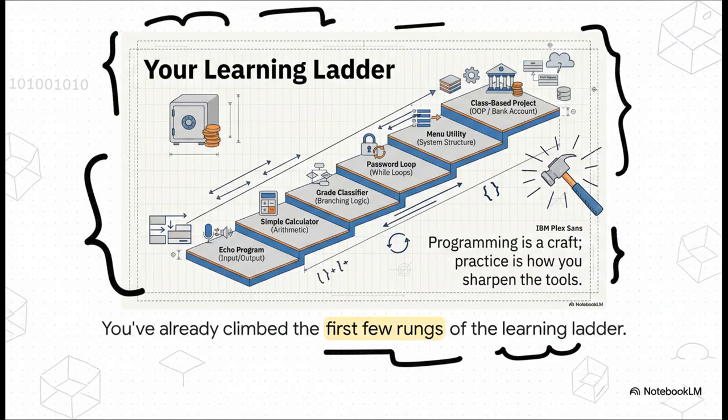And you know what? In just the last few minutes, you have already climbed several rungs on this learning ladder. We started with simple input and output, then we moved up to making decisions with branching logic, and now you understand how to repeat actions with loops. You seriously have the foundational logic right now to build real interactive programs.